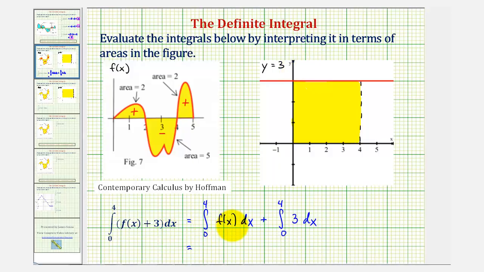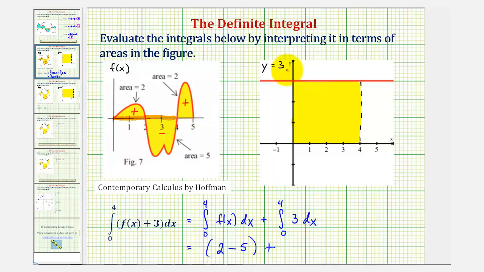Let's consider the integral of f of x first from 0 to 4, which should be over this interval here. We'll notice on the interval from 0 to 2, because the area is above the x-axis, the value would be positive 2. But then on the interval from 2 to 4, the area is below the x-axis, so the value of the definite integral would be negative 5, since this area is 5. So we can say 2 plus negative 5, or just 2 minus 5, plus the integral of 3 on the interval from 0 to 4.